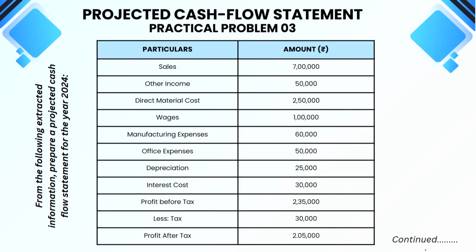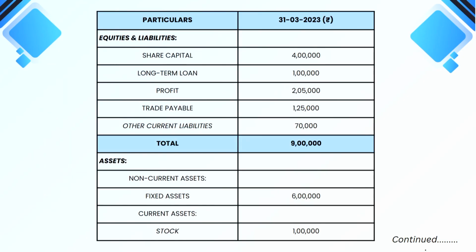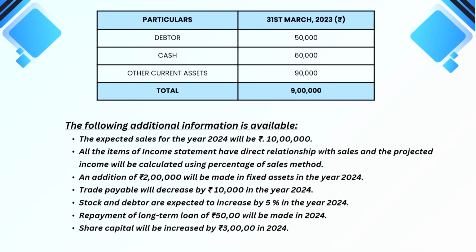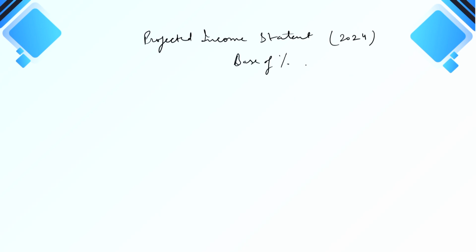Now the third practical problem. In this practical problem, we are supposed to prepare the projected income statement, because we are given the different information with regards to that. In the first step, we are going to prepare the projected income statement for the year 2024 using the percentage of sales method.